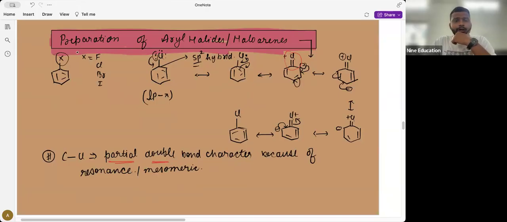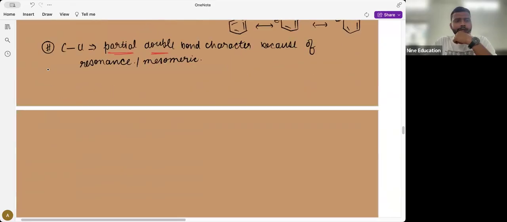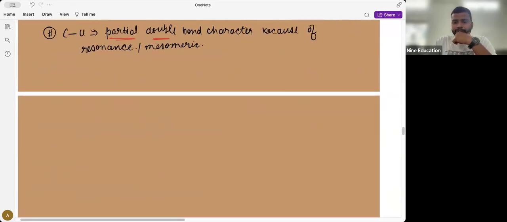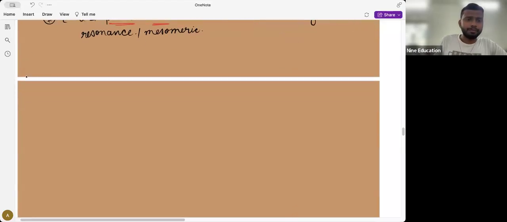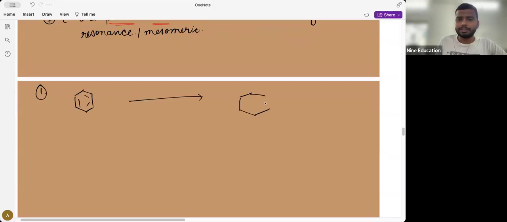Okay, so now we will try to see the preparation of alkyl halides. How can I make X here? How can I make an alkyl halide from it? The first method everyone has remembered, the method of preparation. Let's say I have benzene, and if I want to make chlorobenzene from benzene, this is known as chlorination of benzene.